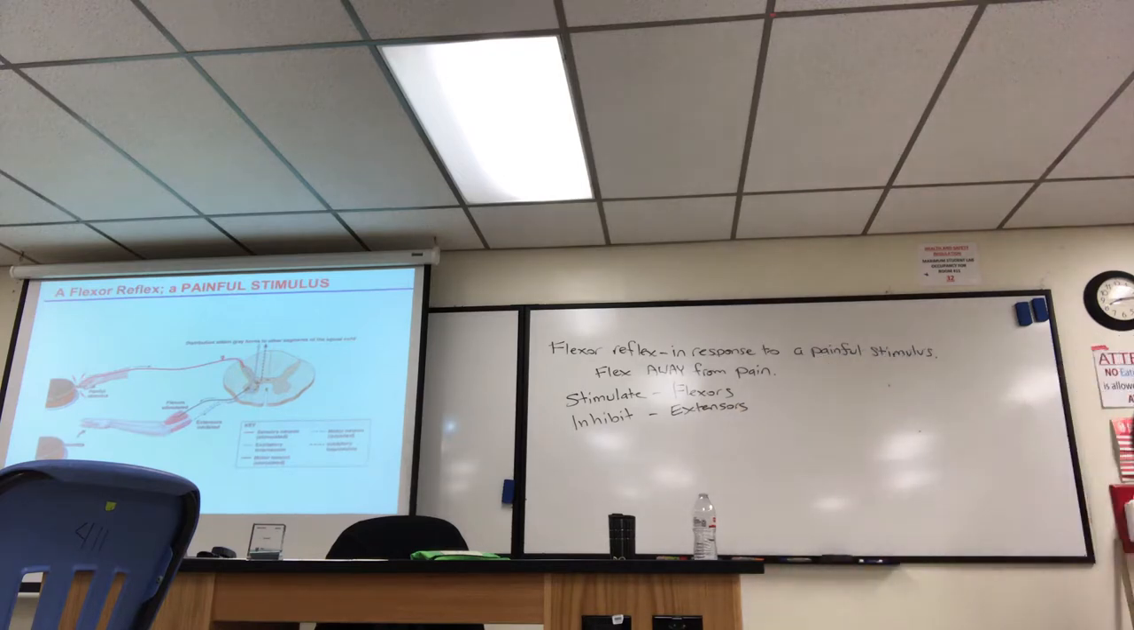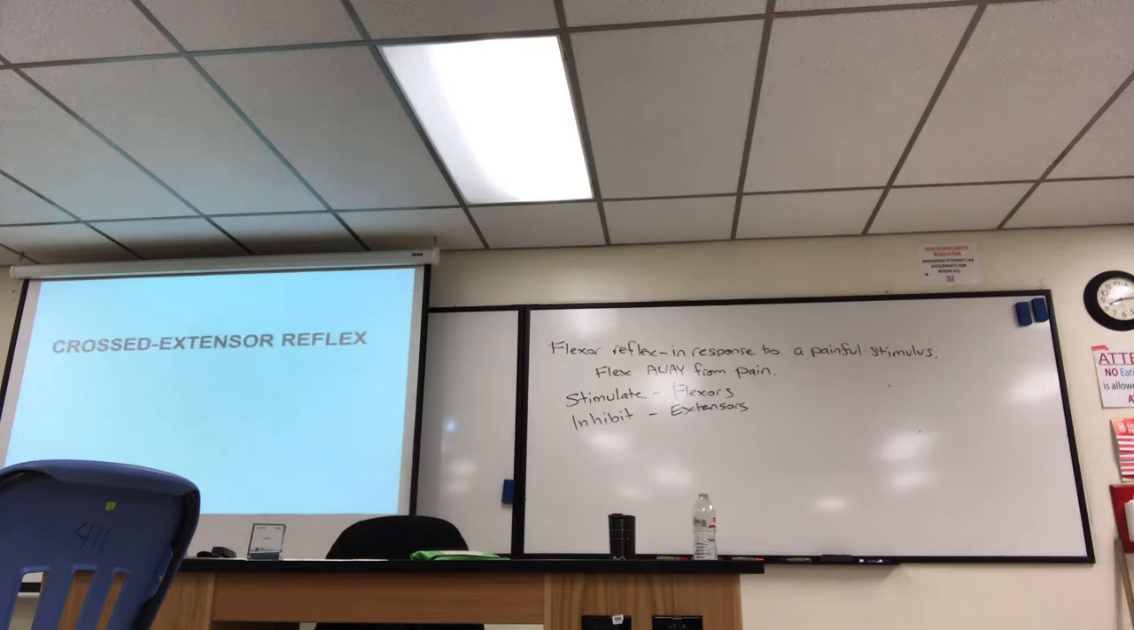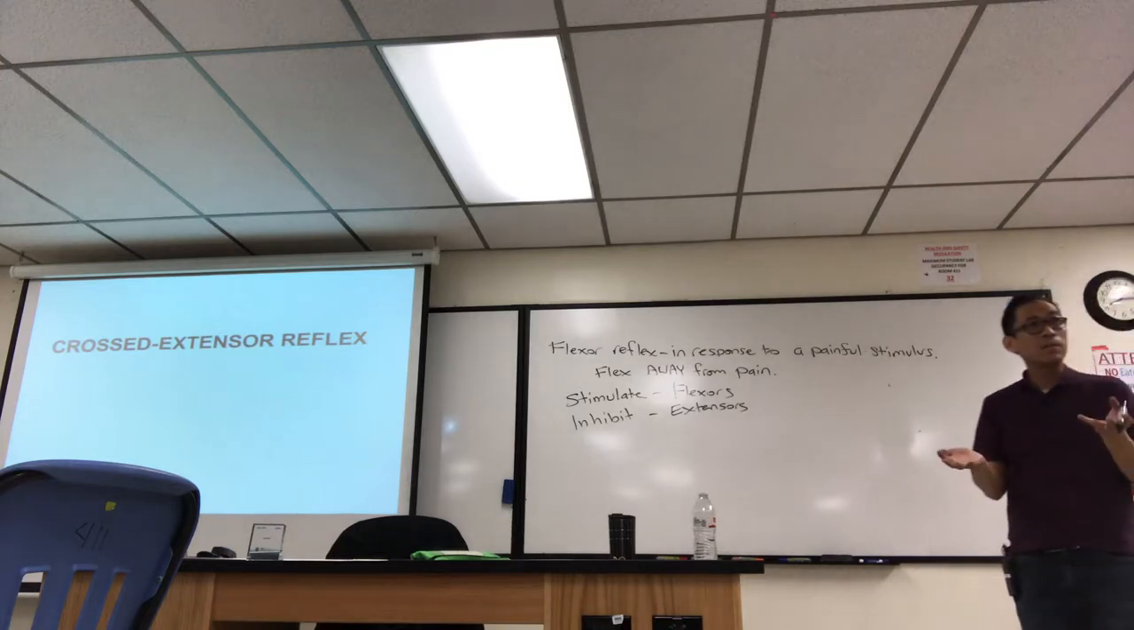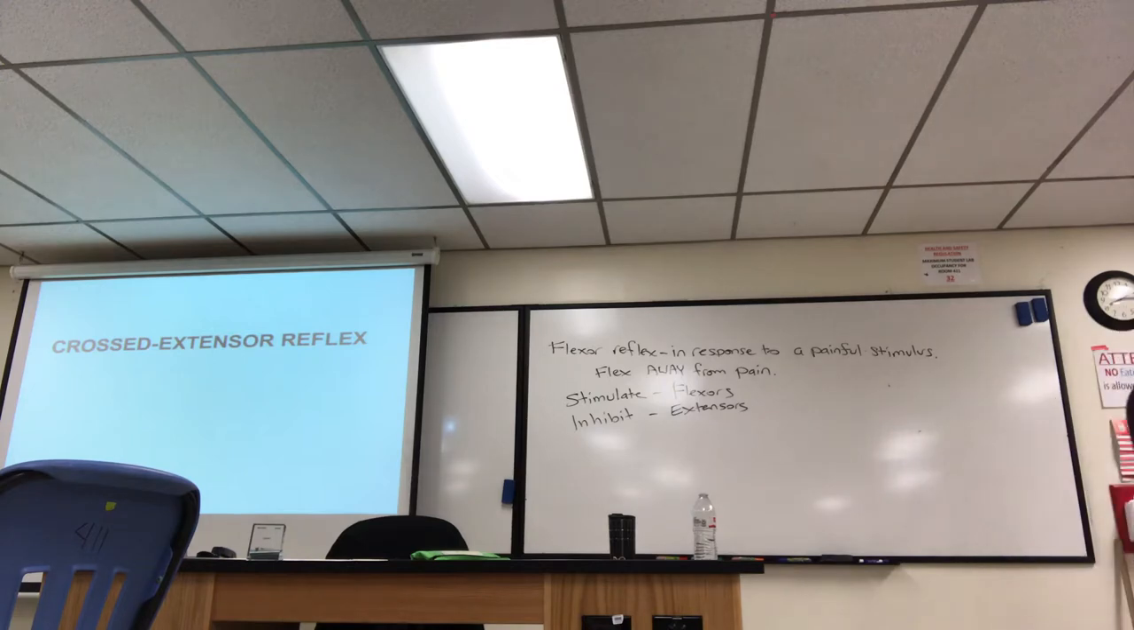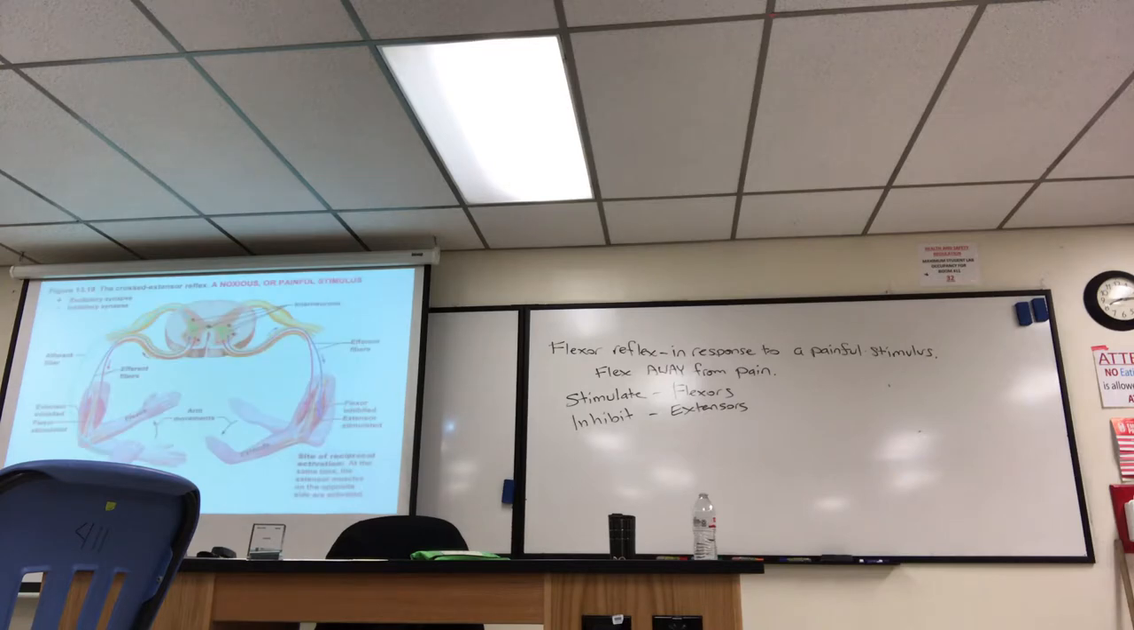In this example, what are the agonist muscles? The flexors or the extensors? The flexors are the agonists. That's what you want to do. Now, it's a little different if you have a crossed extensor reflex, okay? Because you have two limbs. You could be in a situation where you need to do the opposite thing with the other limb, called crossed extensor reflex. Let's look at a couple of examples here.